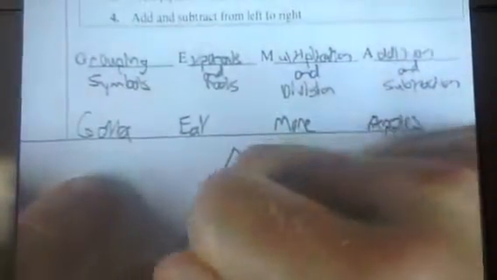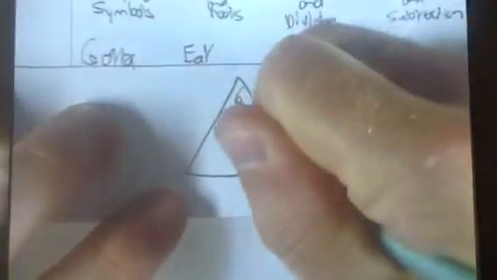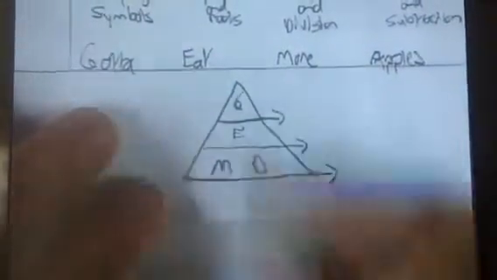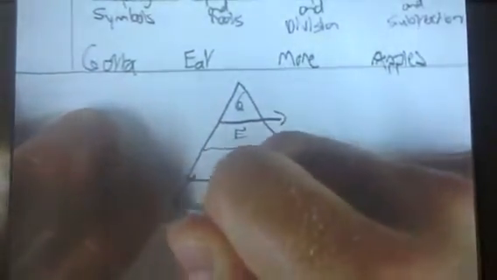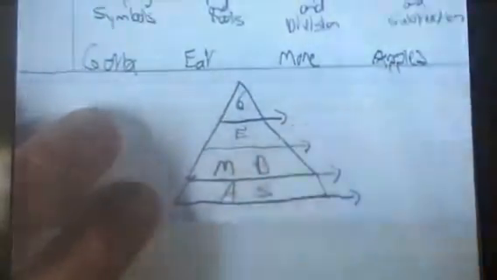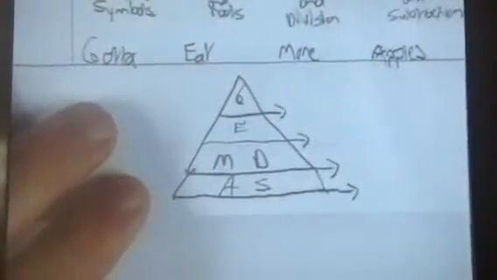Here's one last way that might help you remember. You can draw a pyramid, put G at the top, left to right. E next, left to right. Multiplication and division are on the same level. You don't do multiplication first, then division. You do them on the same level from the left to the right. And then finally, addition and subtraction from the left to the right. Okay, so grouping symbols, exponents, multiplication, division, addition, subtraction. All these we go from the left to the right. Gotta eat more apples.